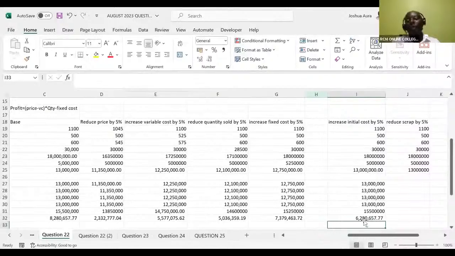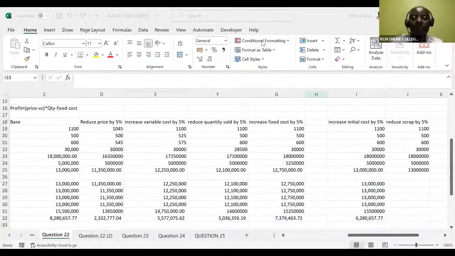Is there anybody who was able to get this 6280? No. Oh, great. So then we come and reduce scrap by 5%. Thank you very much.